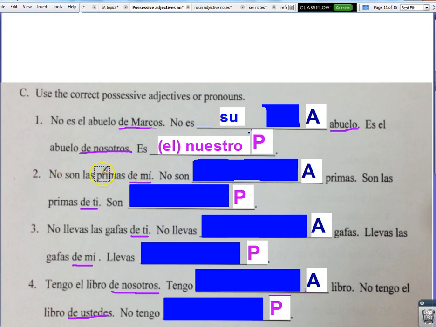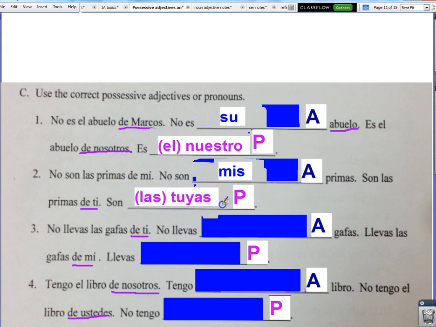No son las primas de mí means they're not my cousins. So they're not my cousins. How will I say my in front of cousins? Well, it has to match. So it's mis. They are the cousins of you. That doesn't make sense. So we'd want to say they are your cousins, but cousins isn't here, so I must have to say they are yours. Yours to match primas would be feminine.